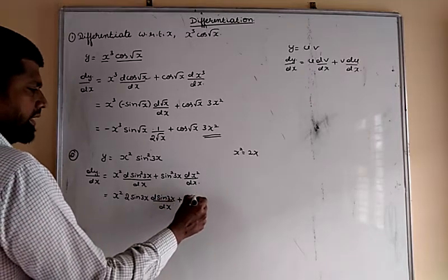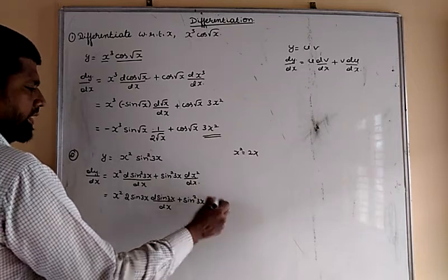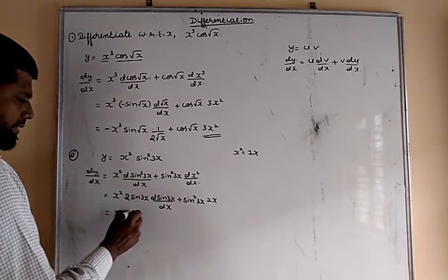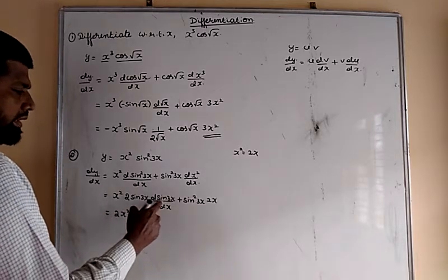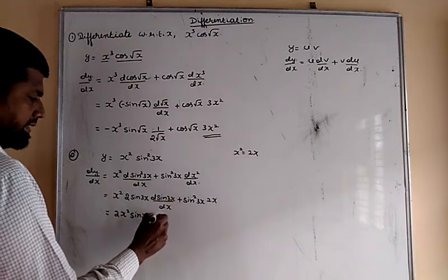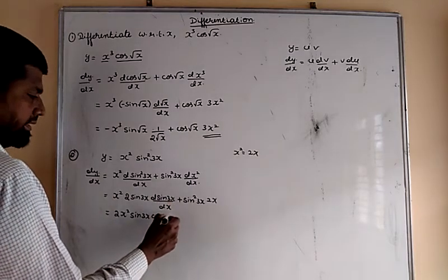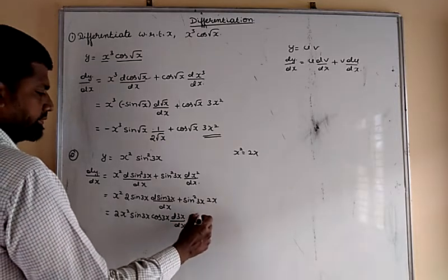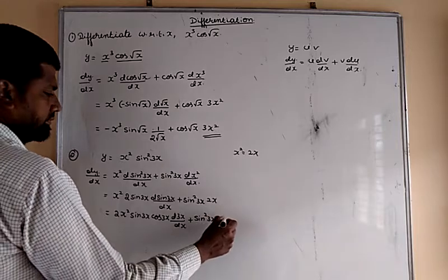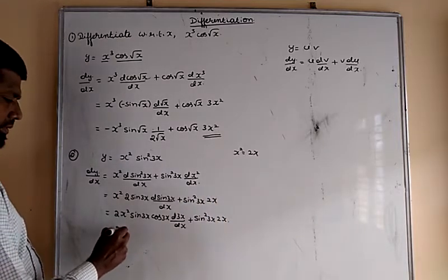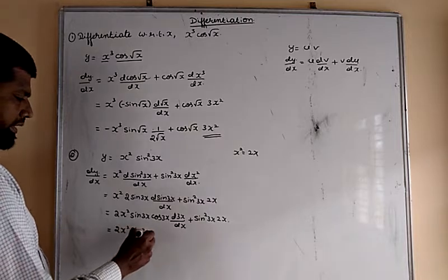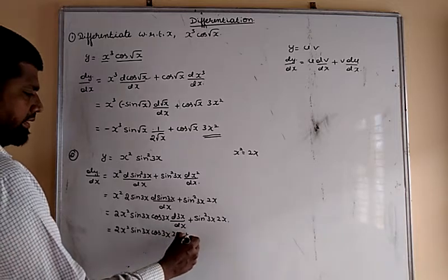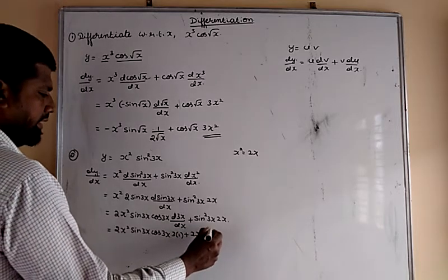Plus sine square 3x. Then x square differentiation is 2x. So again here, you can write a 2 in front of x square. 2x square sine 3x. Then sine x differentiation is cos x. In the place of x, there is 3x. Again, you have to differentiate 3x. Okay. Then 2x square sine 3x cos 3x. 3 is a constant, x differentiation is 1. Then 2x sine square 3x.